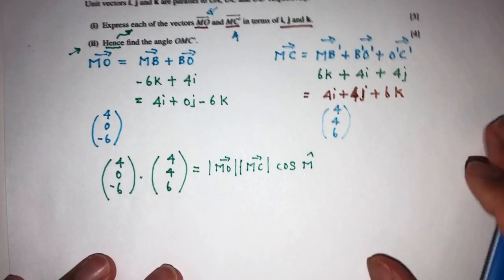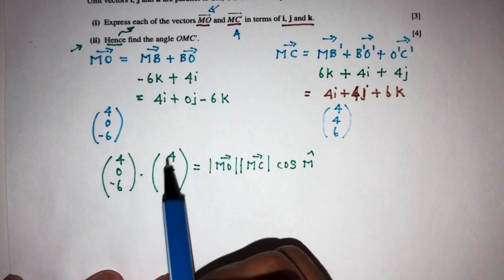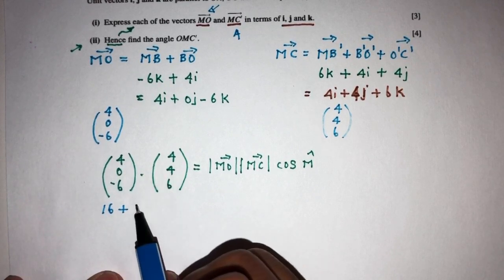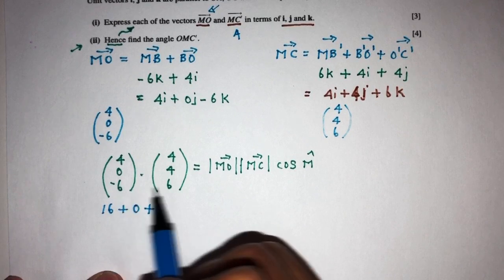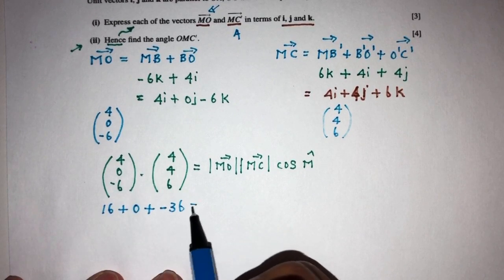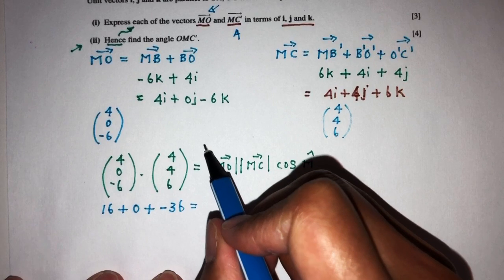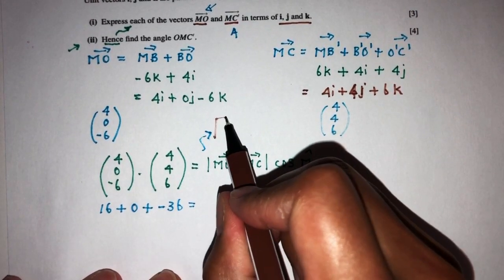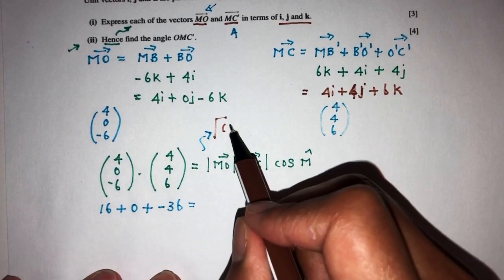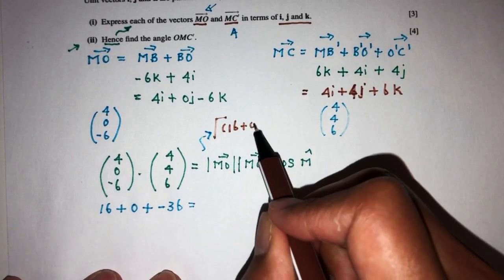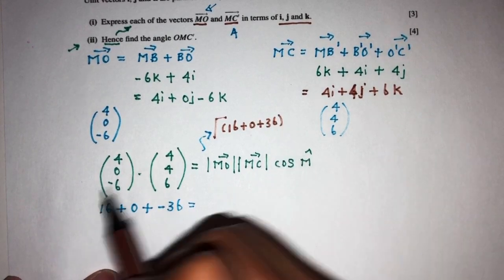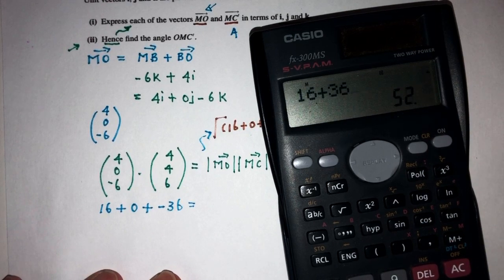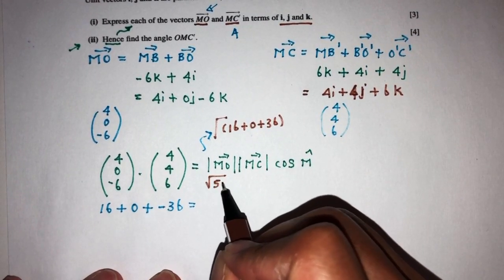So one by one. This multiplied by this will be what? 4 times 4 is 16, plus 0 times 4 is 0, plus -6 times 6 will be -36. And these are the magnitudes. We have to find them one by one, so pretty easy. How do you find the magnitude of a vector? That will be the square root of the squares. The first one will be 16 plus 0 plus 36. 6 minus 6 will be 36. So let's add this up. 16 plus 36, that will be root of 52.